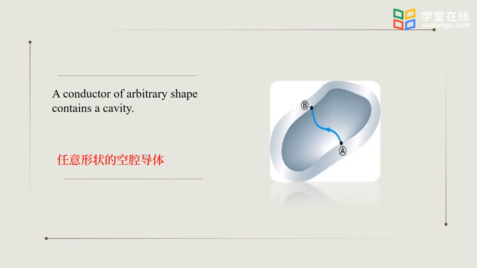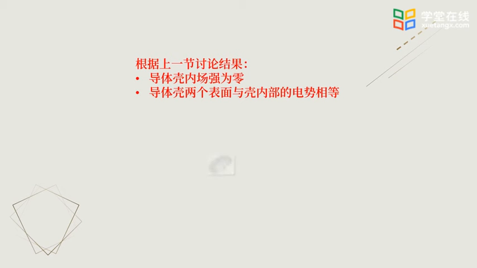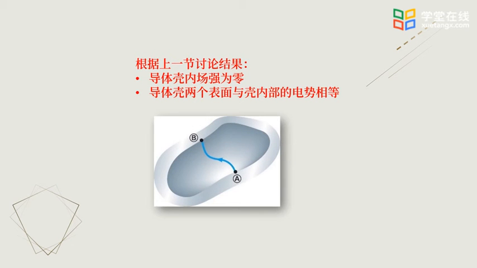Let's continue our discussion on the electrostatic equilibrium. Suppose a conductor of arbitrary shape contains a cavity as shown in the figure. Assume no charges are inside the cavity. Based on our discussion in last lecture, we know that the electric field in the conducting shell must be zero and the potential on the surfaces of the shell and inside the shell has the same value.